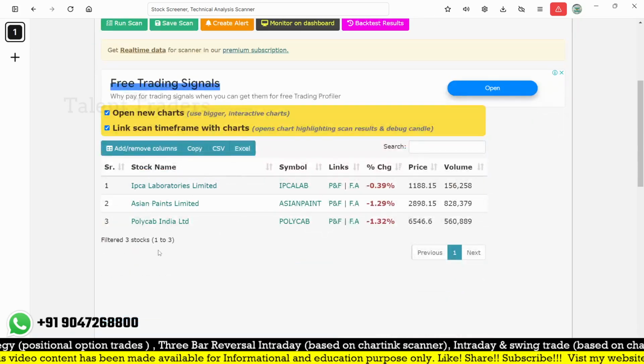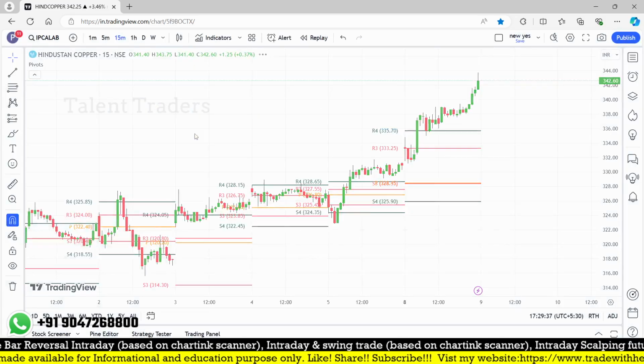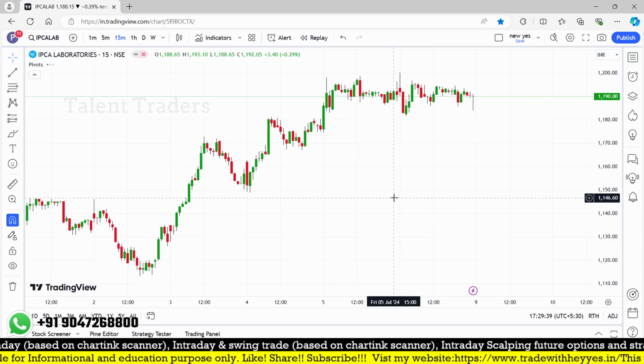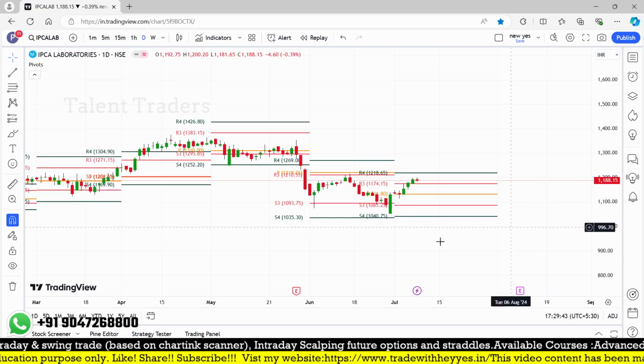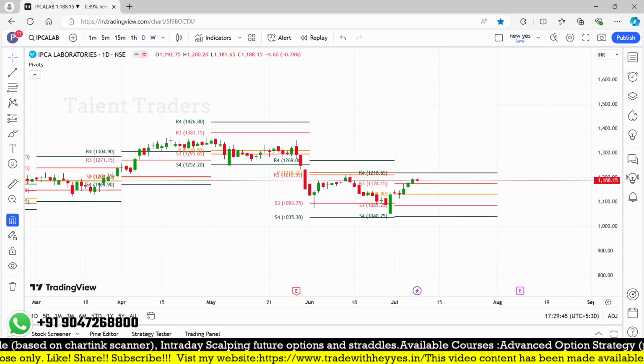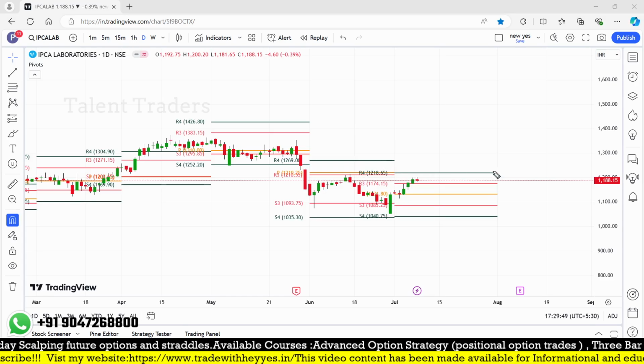So IPCA, Asian Paint and Polycab. Let me go to check IPCA. IPCA Laboratories on the daily time frame, which I'm going to look for. Yes, perfectly, that is an inside Camarilla. So that is where we can look for those stocks for a breakout over this level.